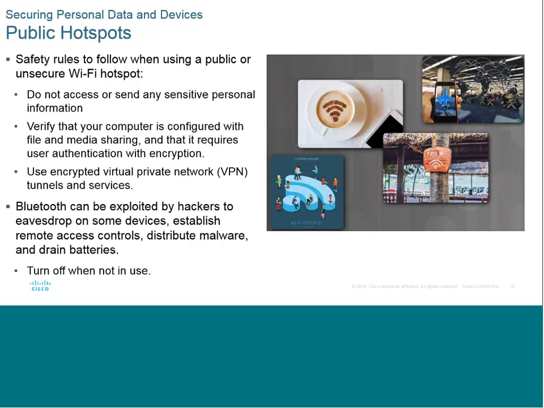Also verify whether your computer is configured with file and media sharing. When you are connecting your device to the public hotspot, you can see some options. So click very carefully on these options, checking whether you are enabling media or file sharing or not, and that it requires user authentication with encryption. Use encrypted virtual private network channels and services when you are using a public network.